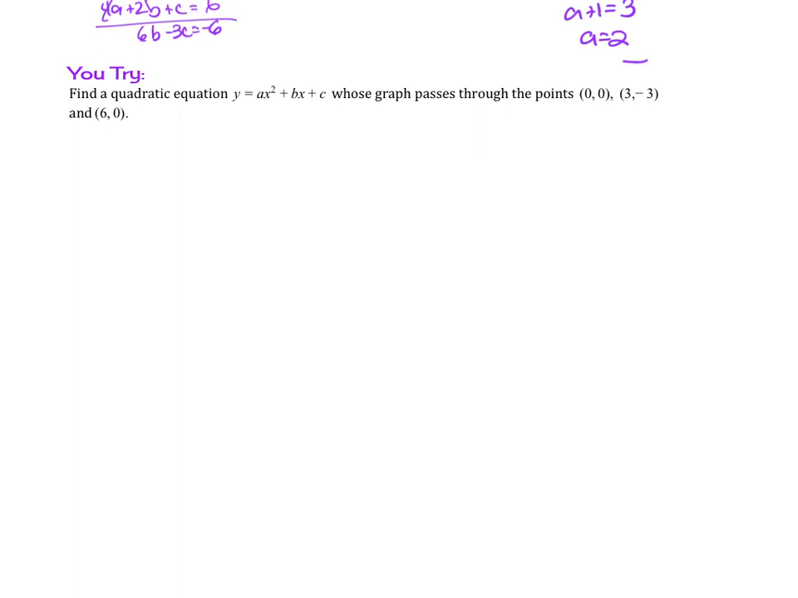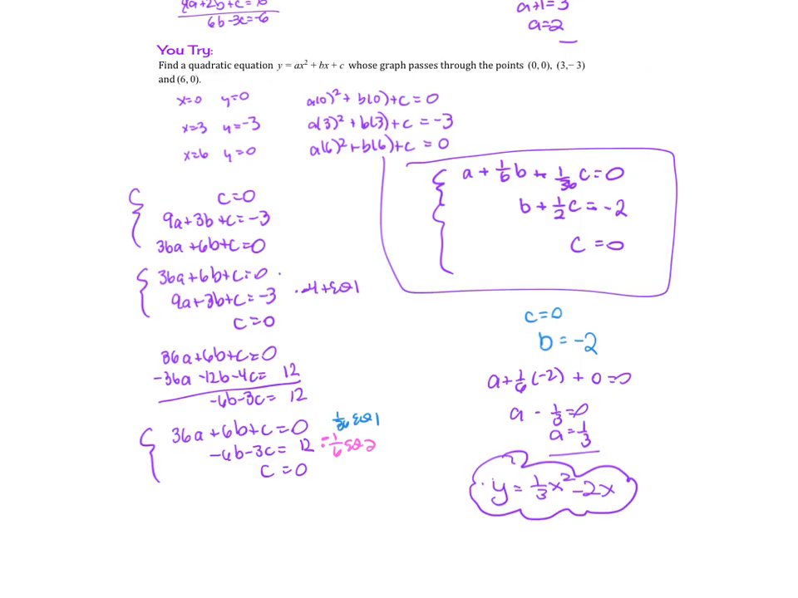Find a quadratic equation that passes through 0, 0, 3, negative 3, and 6, 0. All right, so if you tried this out, you should have gotten y equals 1/3 x squared minus 2x.